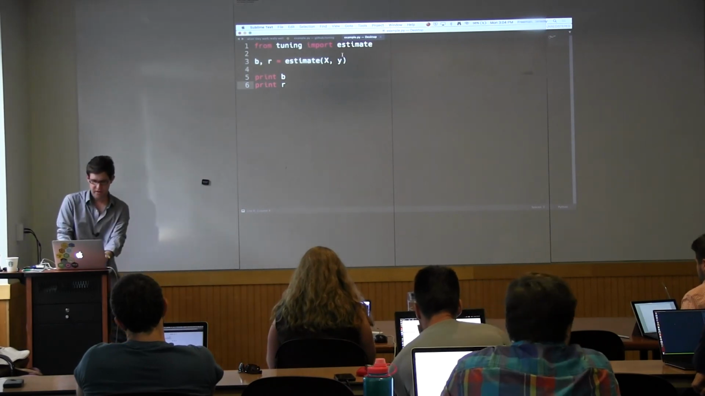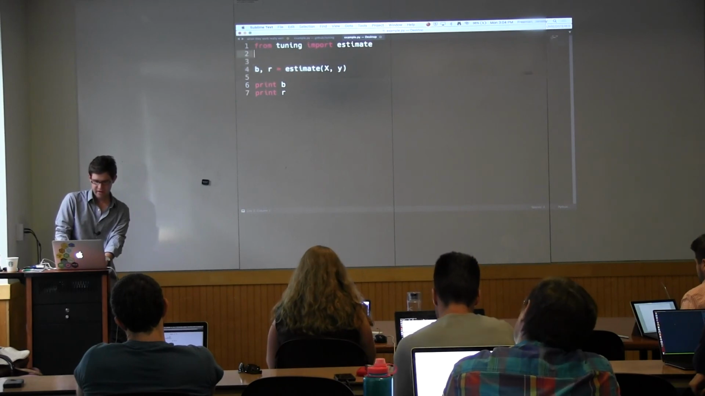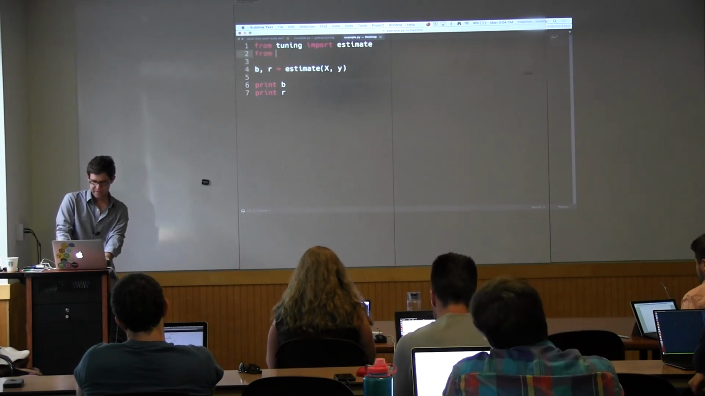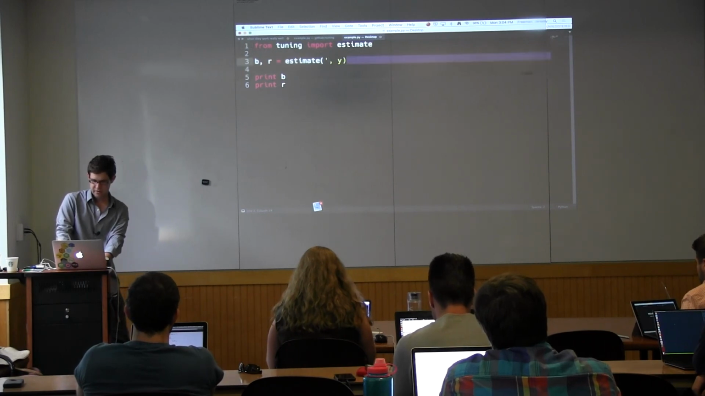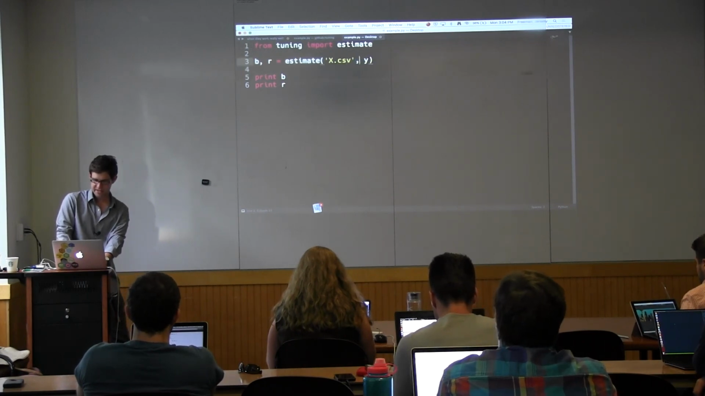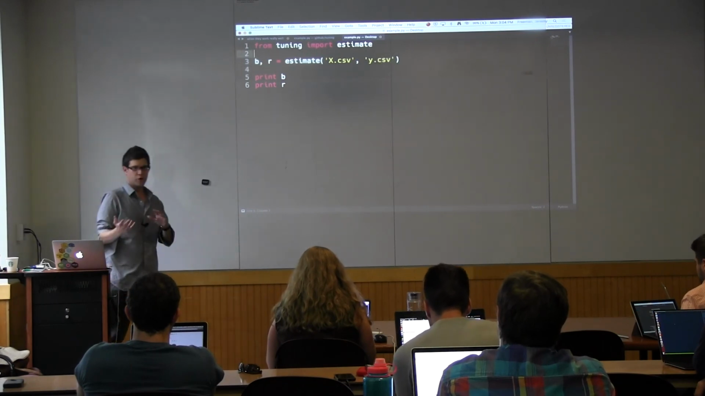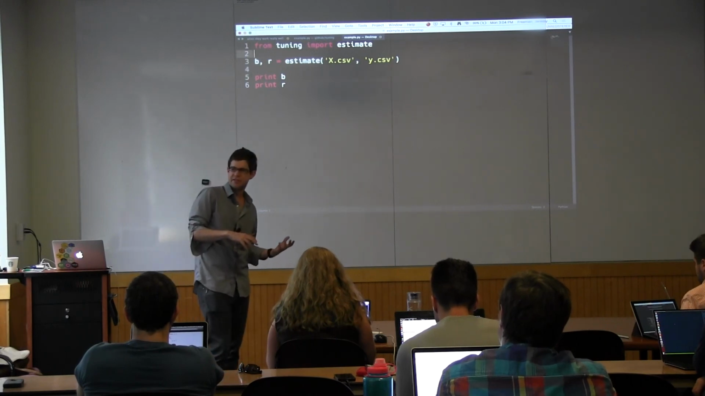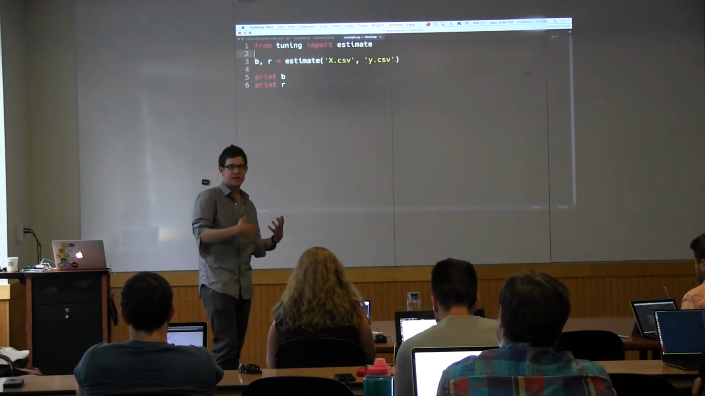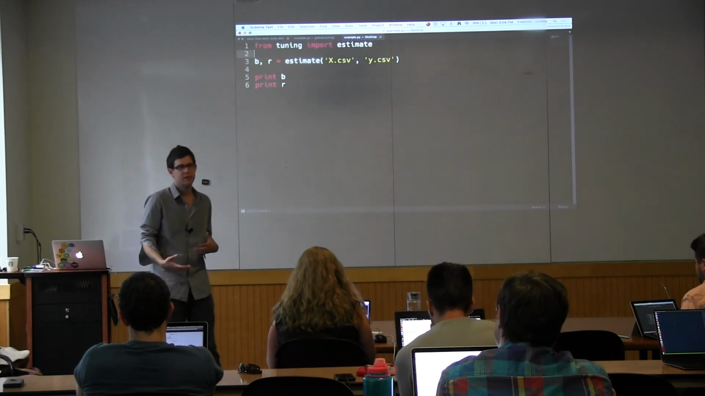I'll say, okay, maybe x and y, instead of being arrays, should be file names. So maybe I'll do x.csv, maybe they're going to be CSV files, y.csv. And then I'll say to myself, all right, is this better or worse? What are the trade-offs between having the inputs be arrays versus having them be files? And just think through, how is someone going to use this? What are the struggles people are going to deal with?